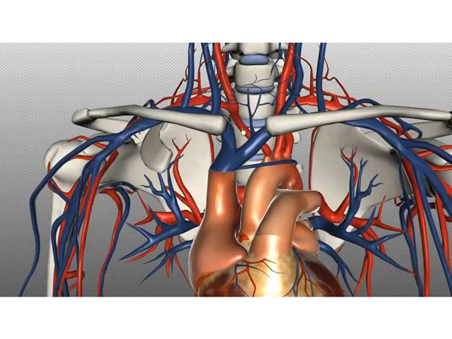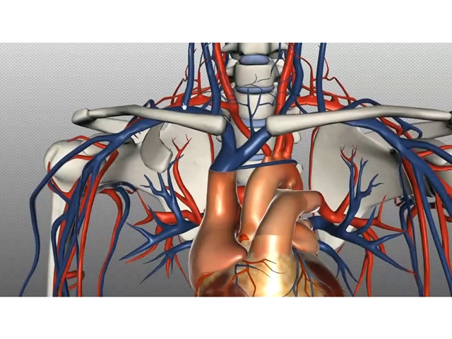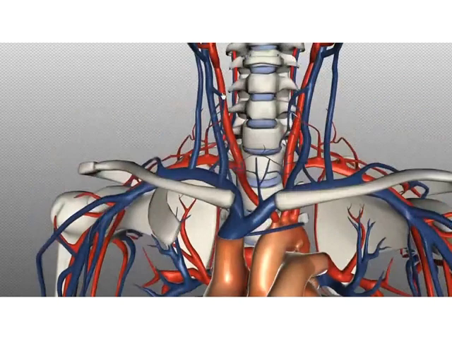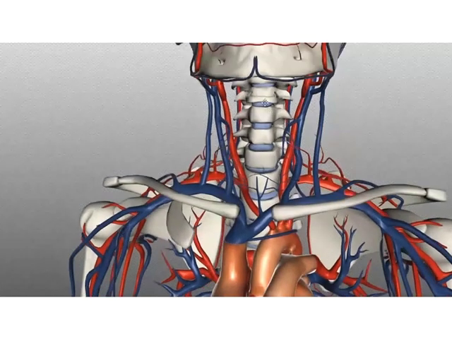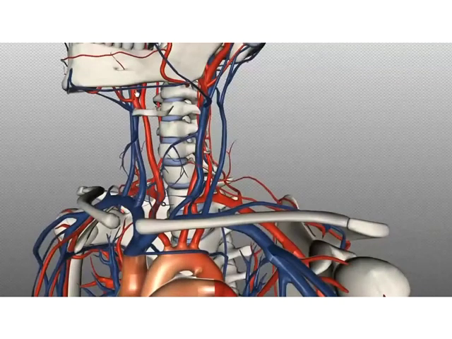This brachiocephalic trunk then splits into two branches. You've got the right subclavian here and the right common carotid. So just like you've got the left common carotid here, you've got the right common carotid here, which branches off from the brachiocephalic trunk. Following the common carotid arteries up a bit further, they then split into another two branches. You've got the internal carotid and the external carotid coming off the common carotid artery.